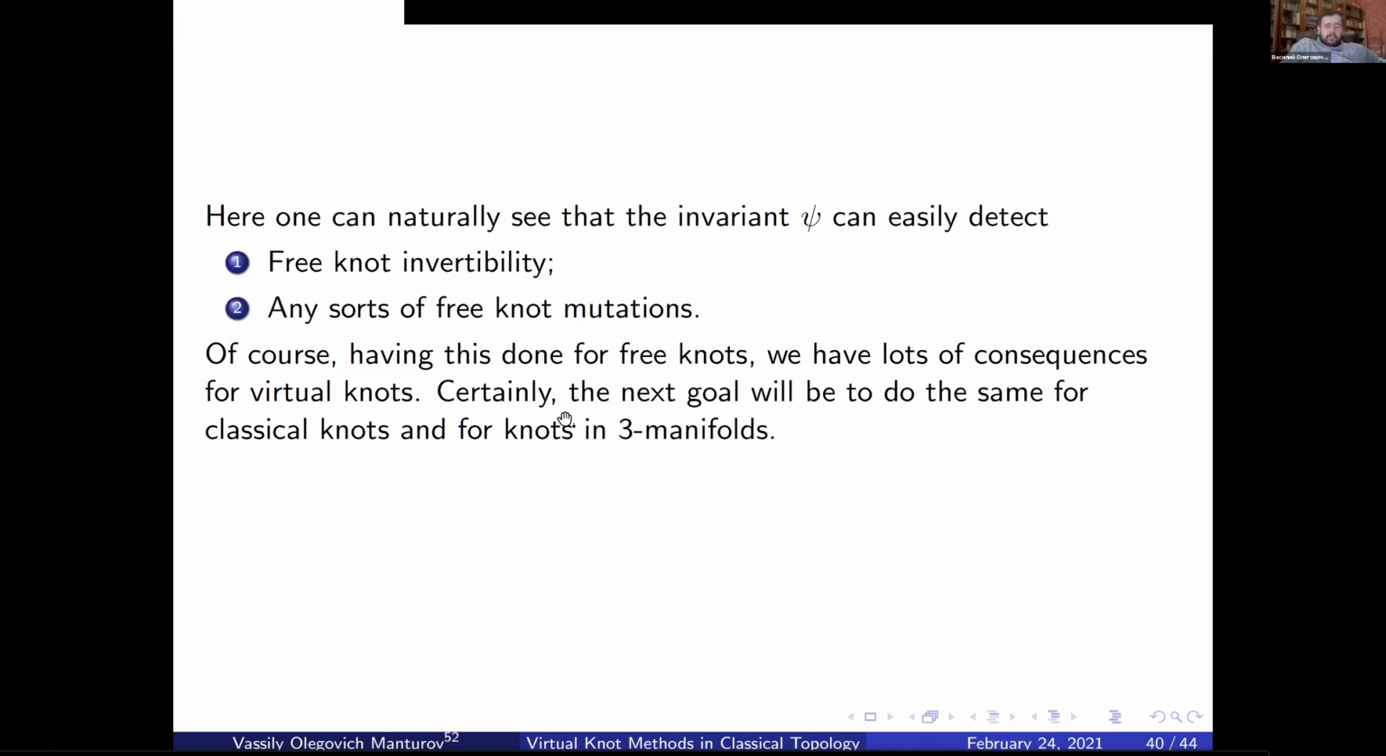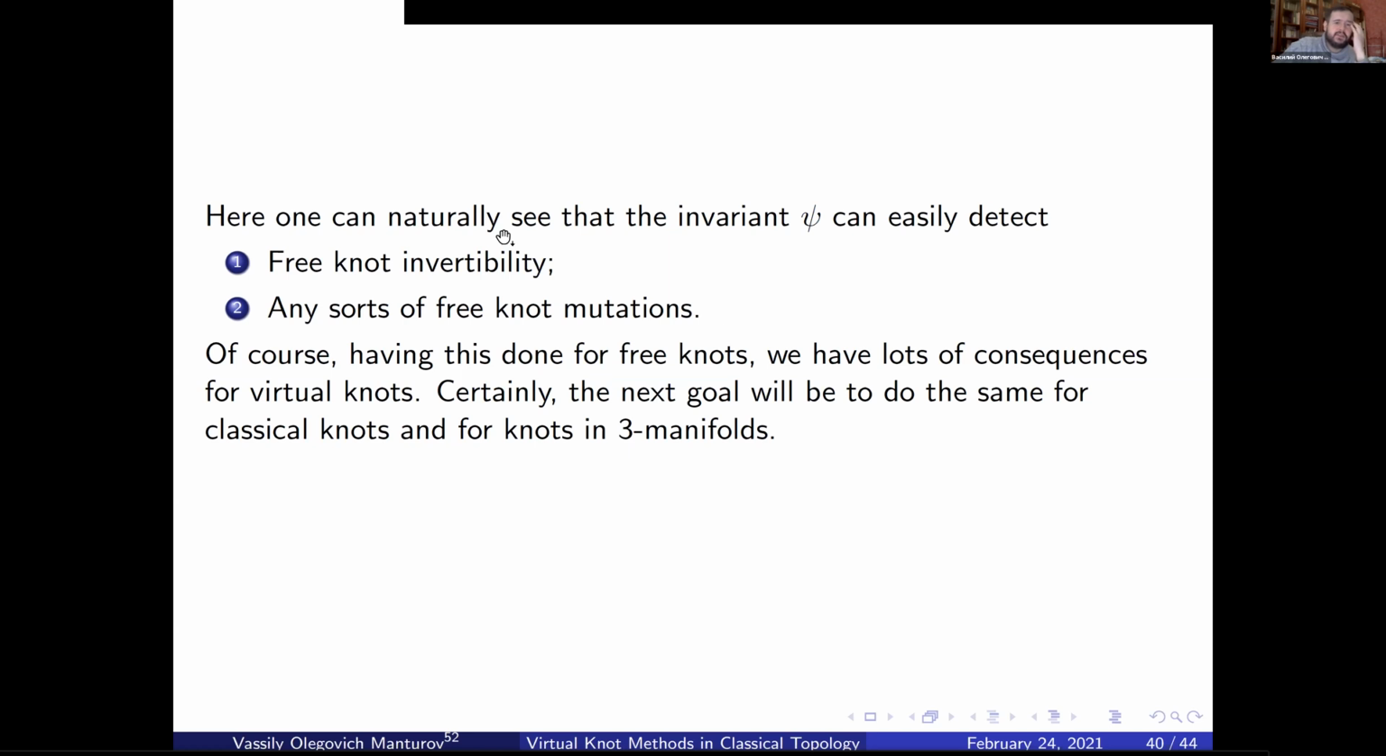Okay, now I want to say that if we stay with free knots, then more or less for free we get non-invertibility of free knots. Which means that if we have some word, we can write it in the opposite direction, and some word which is non-palindrome gives us an answer to that question.